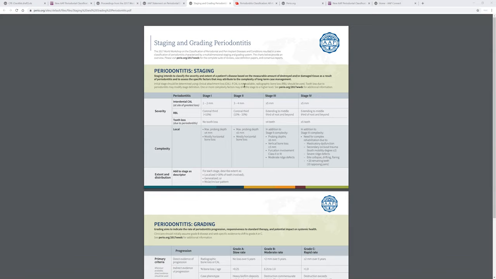Let's do a quick overview of our new Perio classification. And by quick, I mean quick. I'm not going to spend an hour talking about this because you'll probably fall asleep if I do that. But I'm sure even at this point, you have questions about it.